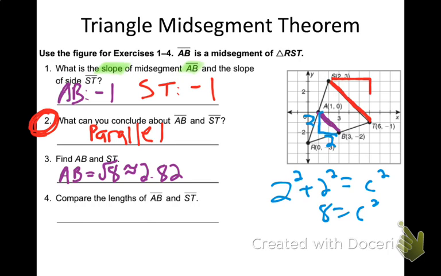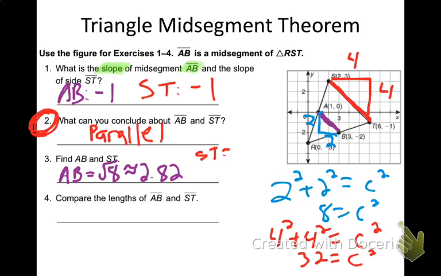So I draw my right triangle. Great. What are the 2 legs of the triangle then? Max, what are the 2 legs? 4 and 4. Great, 4 and 4. So I get 4 squared plus 4 squared equals c squared. 4 squared is 16. So I get 32 equals c squared, which means ST is the square root of 32. The square root of 32 is approximately what, Bryce? 5.65. That's right. It's about 5.